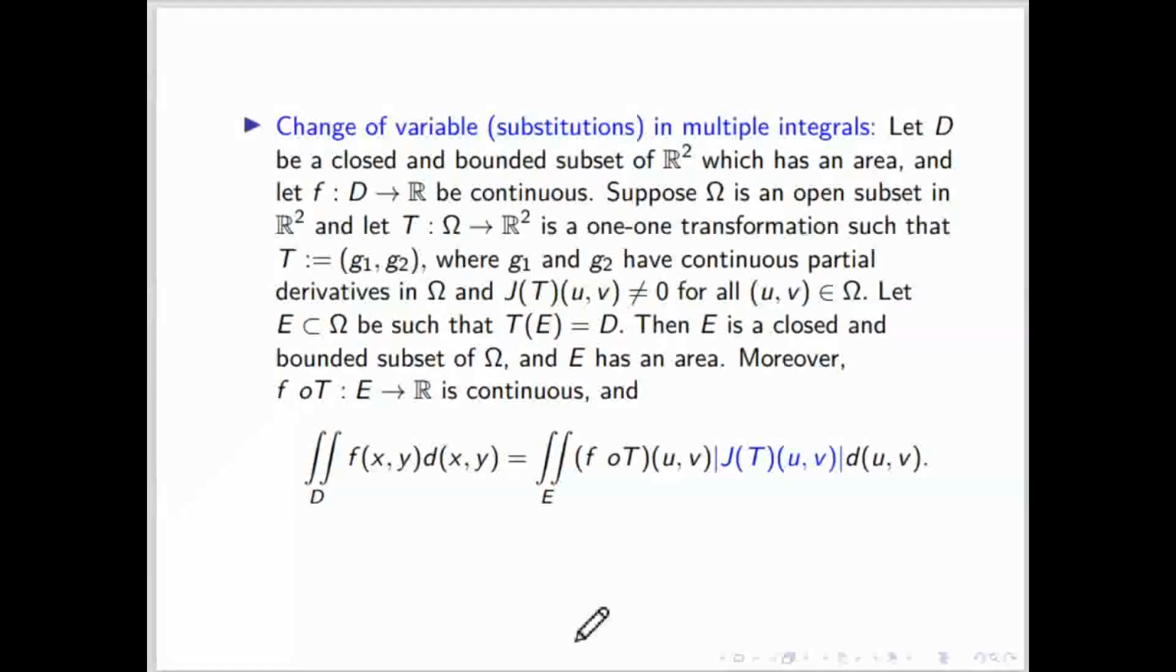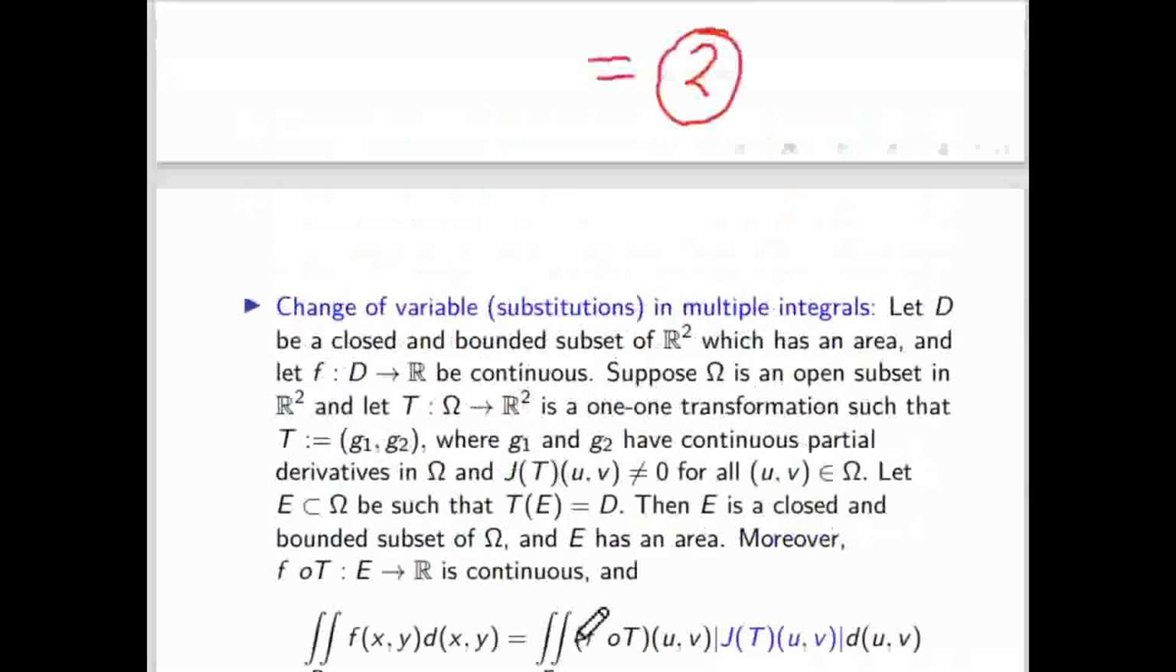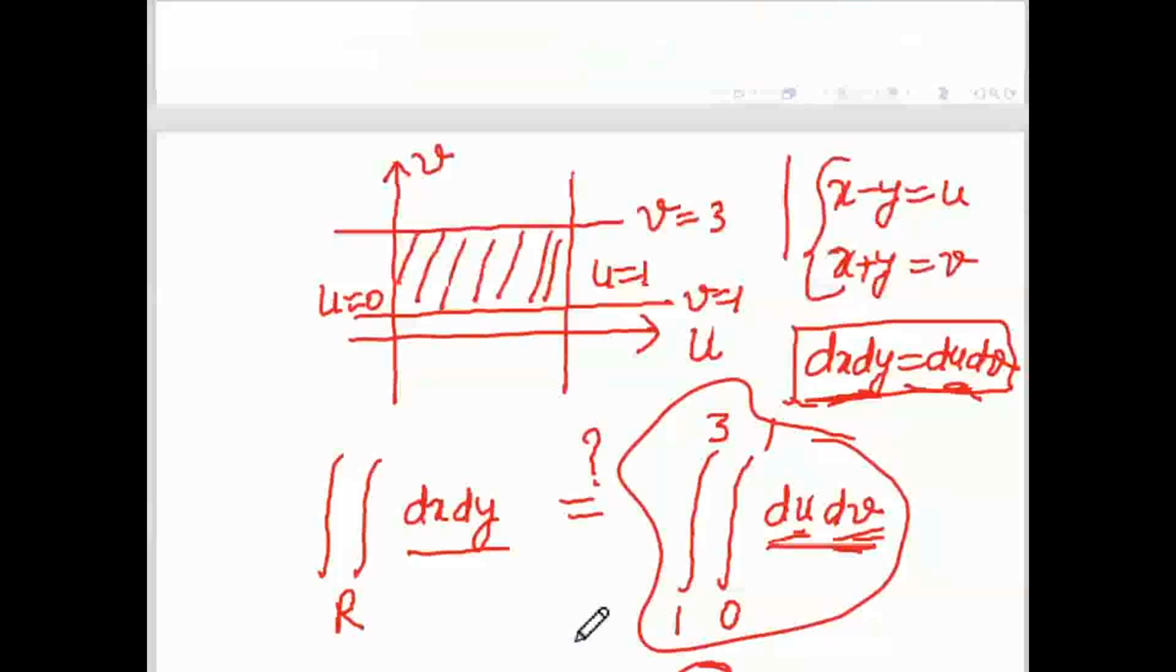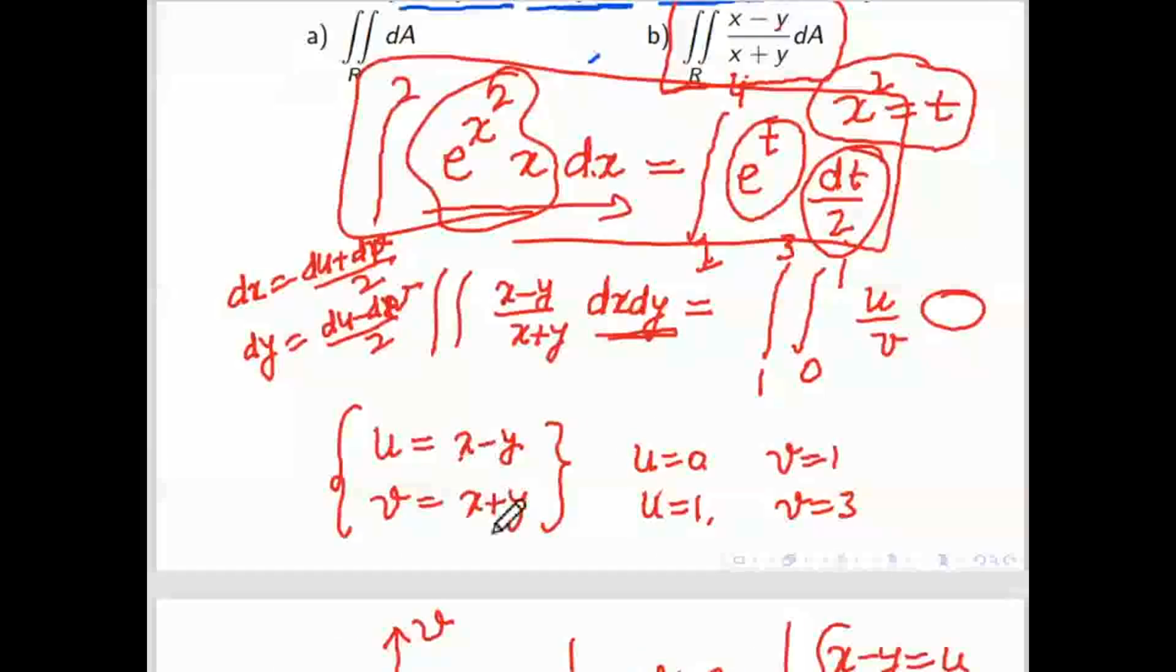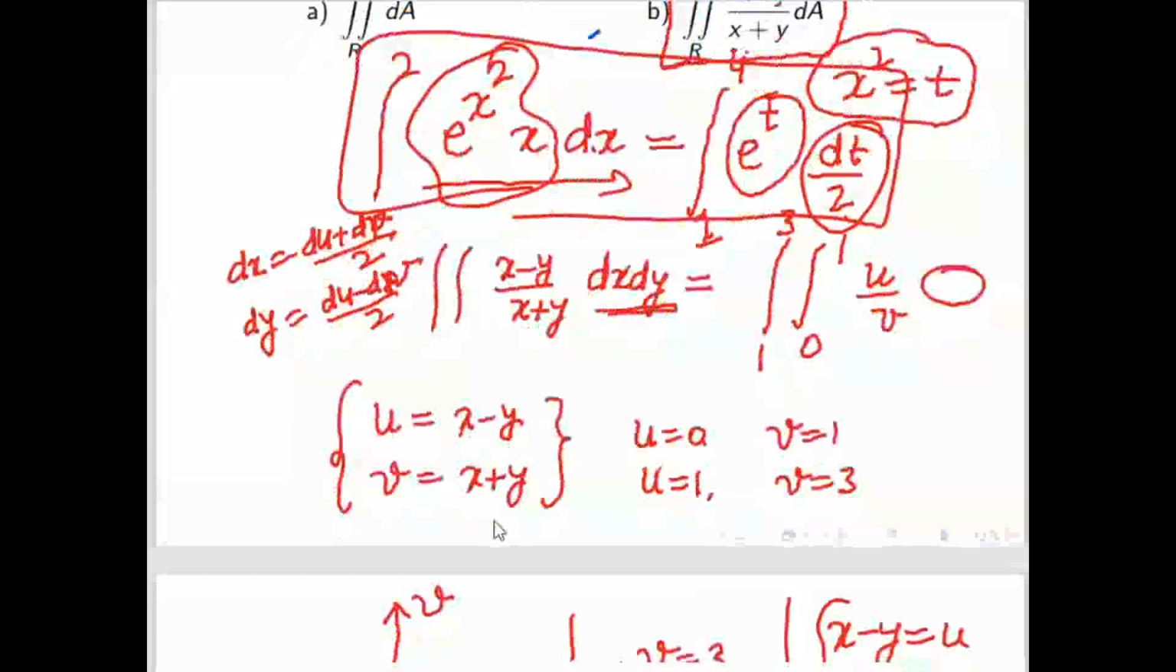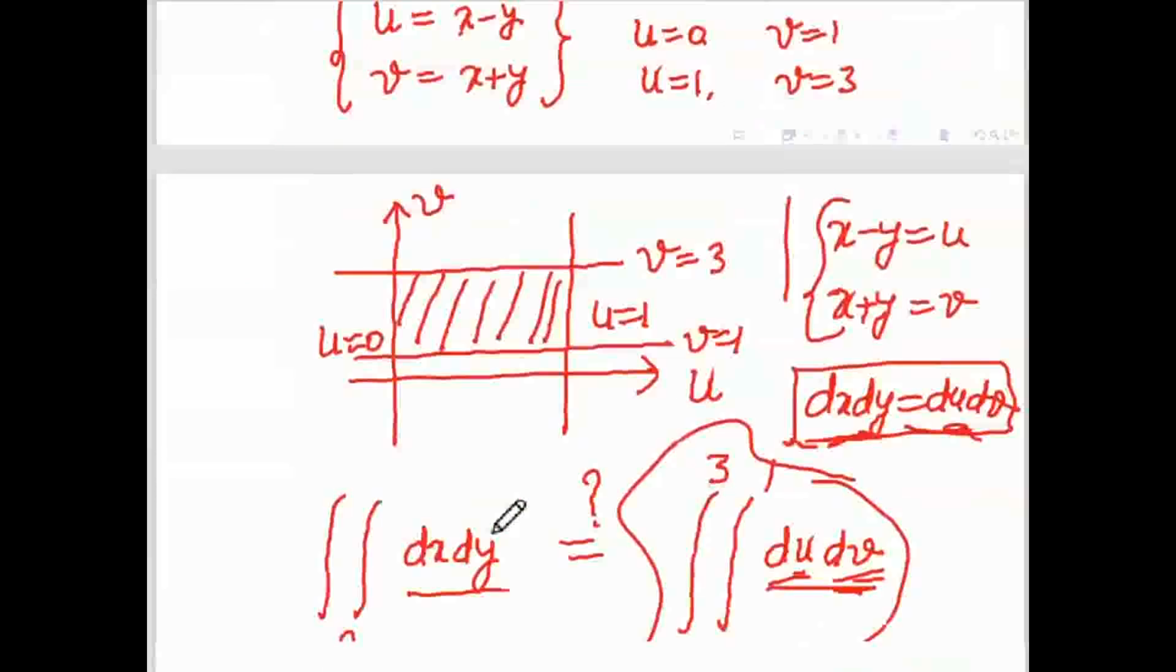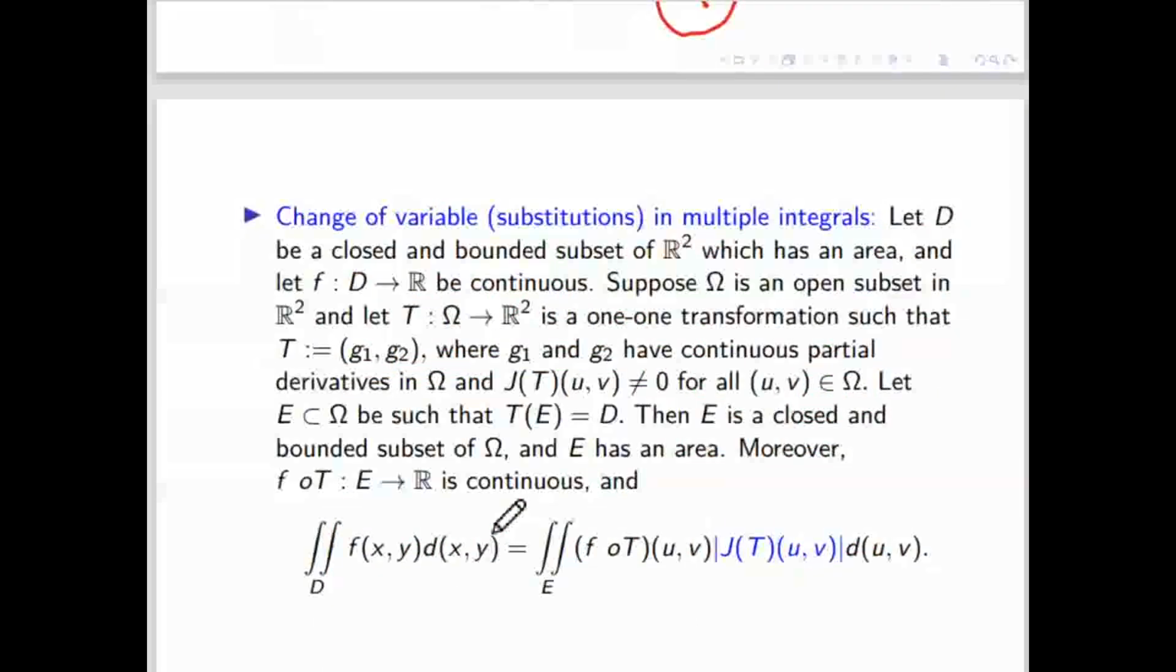We are changing the variable. Either you can say you are substituting x, y with the help of u, v, or you are changing the variable x, y replaced by u, v. That transformation is given: u equal to x minus y and v equal to x plus y. So that result is called change of variable or substitution in multiple integrals. Before reading all those things, let me explain the conclusion here.